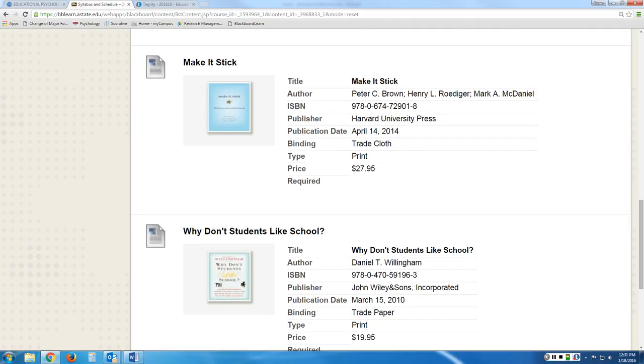So the first one is Make It Stick, and the second one is Why Don't Students Like School? Again, you're going to have these. They won't necessarily be required until a couple of weeks into the course, but they are really important texts that I want you to have.